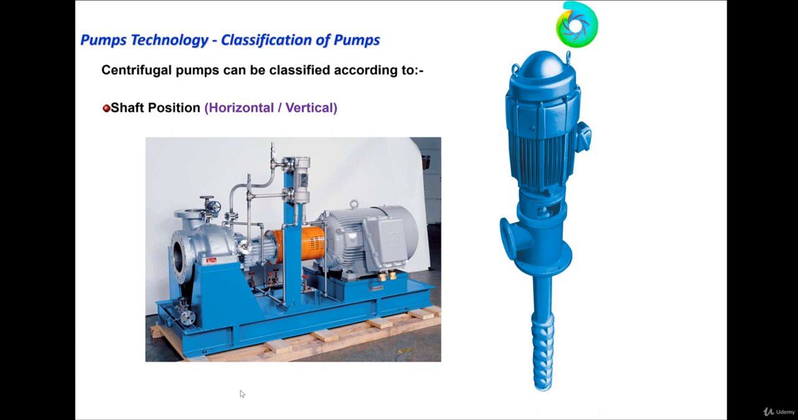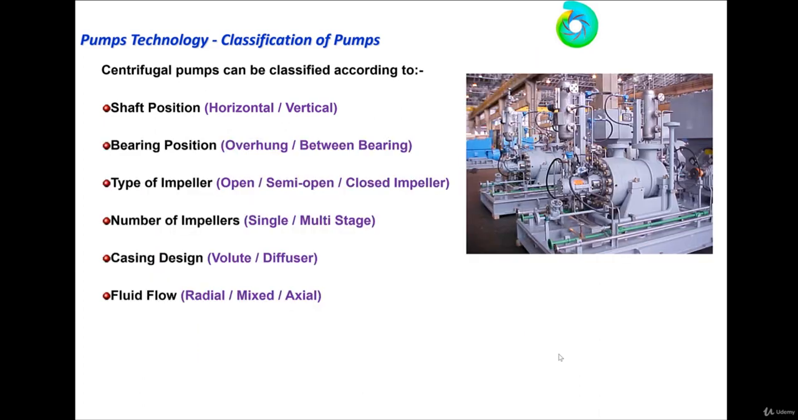Centrifugal pumps can be classified according to the shaft position. The shaft position may be a vertical pump or a horizontal pump. This is a horizontal pump, this is a vertical one. So I can call the pump a horizontal pump if the shaft is horizontal, or a vertical pump if the shaft is in vertical orientation.